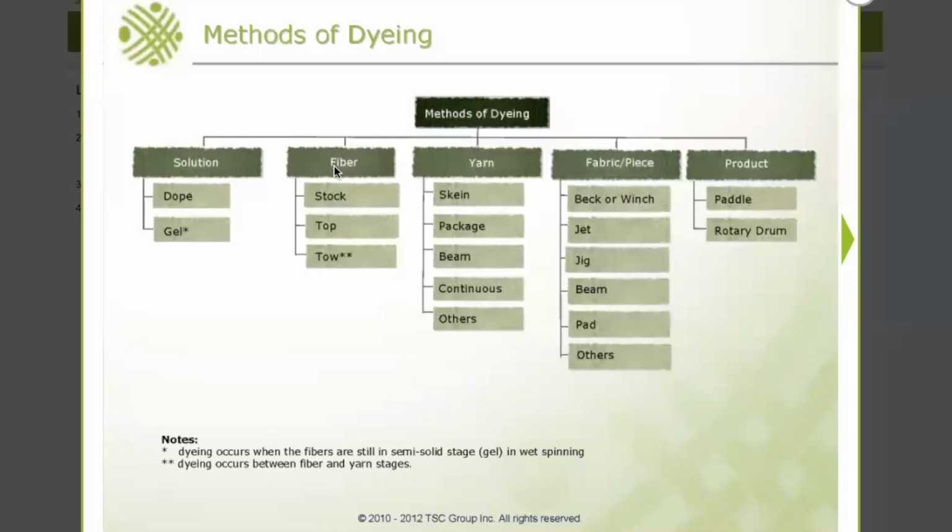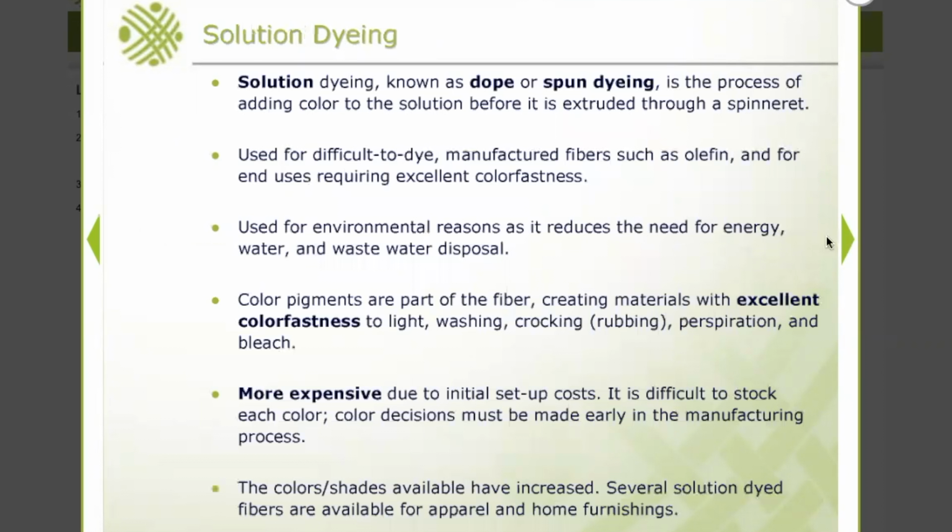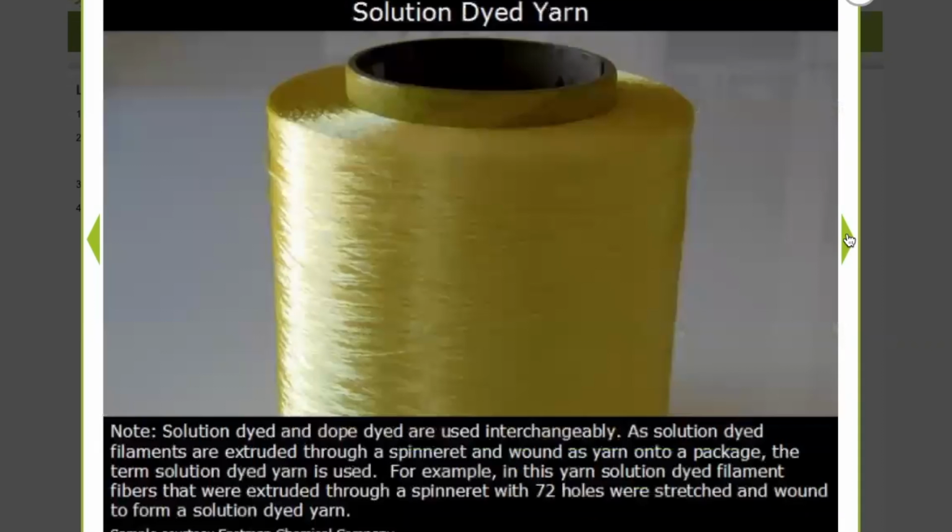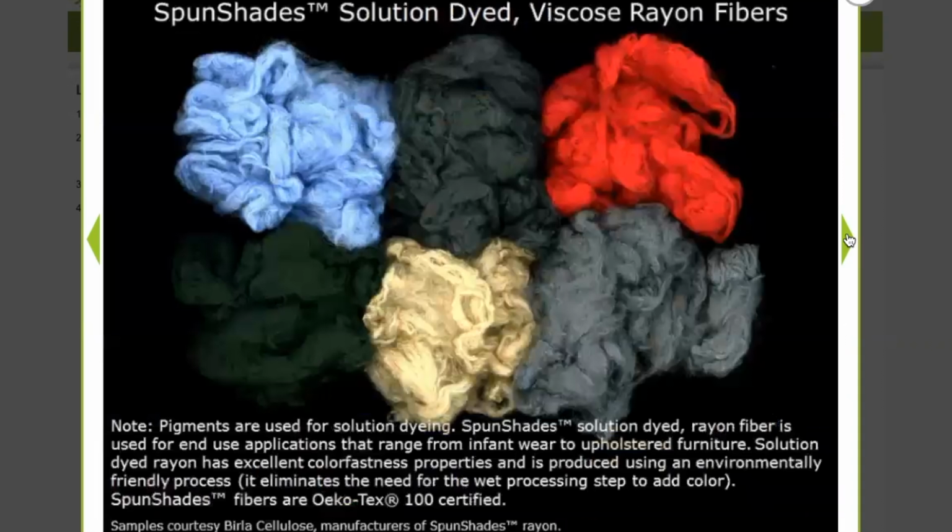So I did talk about solution dyeing, fiber dyeing, yarn dyeing, fabric dyeing, and piece dyeing. We said it's called piece dyeing, and there are all these different methods to dye your fabrics. And then when you're doing product dyeing, you can use paddle dyeing or rotary drum dyeing. So I'll show you a couple of those because I didn't mention rotary drum dyeing. We talked about solution dyeing. This is a solution dyed yarn. It's a synthetic yarn usually. These are solution dyed viscose or rayon fabric fibers.